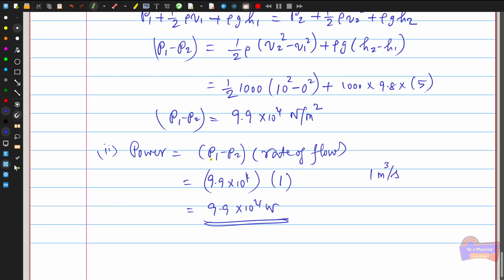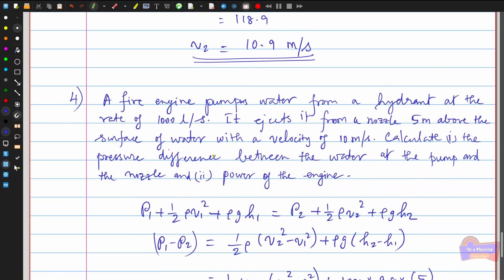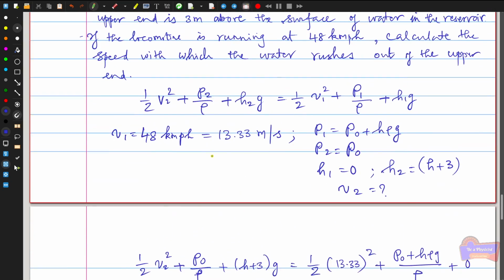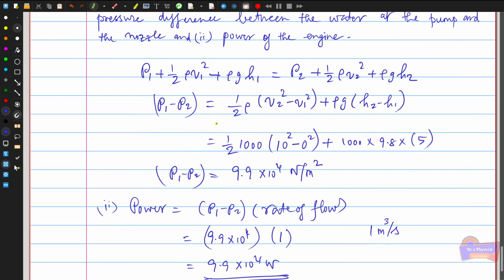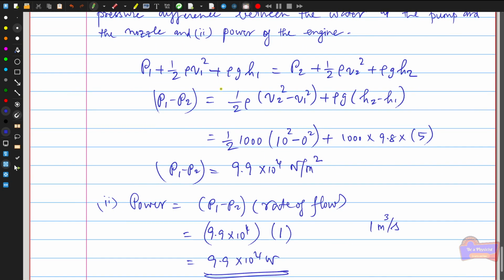So similarly, using the Bernoulli theorem, we can solve different problems. Okay, so I stop here, and how to apply this Bernoulli theorem to derive Torricelli's theorem and the Venturi meter, I will take in the next class. Okay. Thank you.